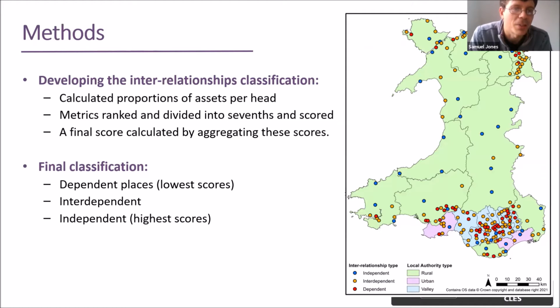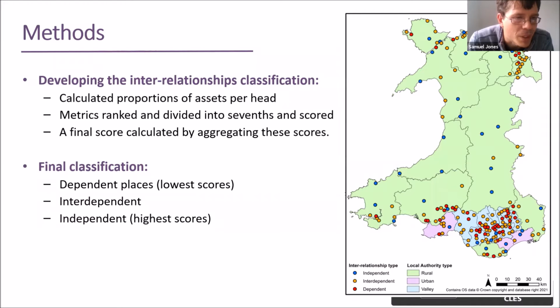So once we'd identified our assets and used them to develop our classification, I'll talk you through a little bit how we did that. Again, this is based on CLES's previous work, exploring how reliant one place is on another, which they've already done in Scotland as part of Understanding Scottish Places. But the method we used here is very similar to what they used.